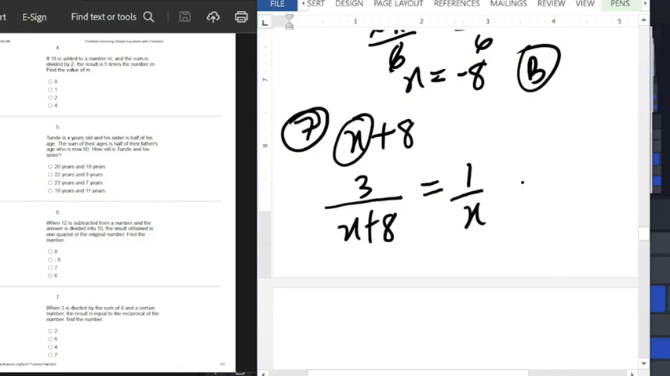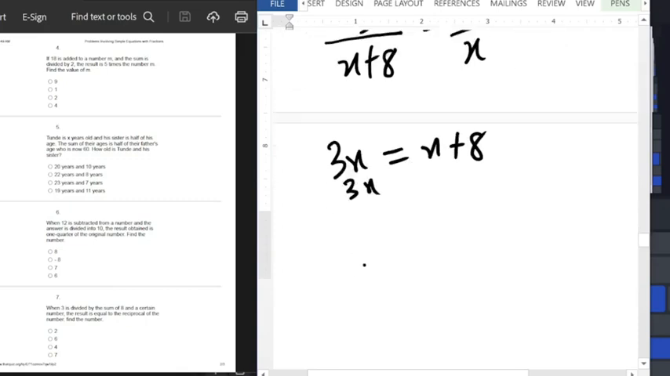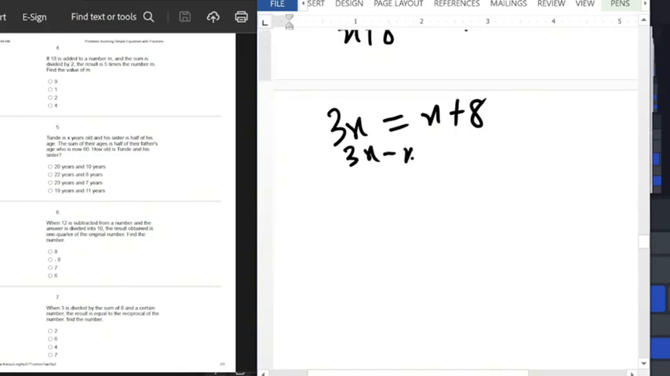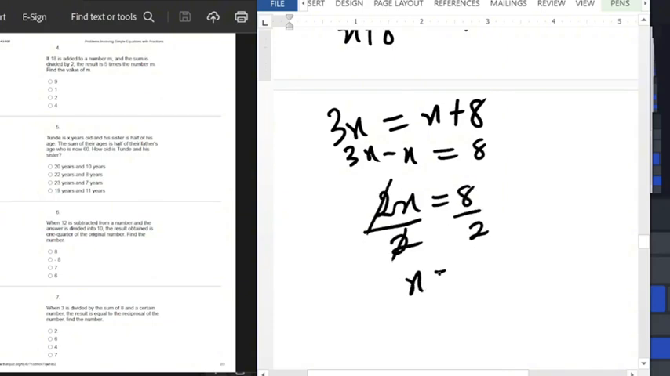So from here we cross multiply. So we then have 3x equals to x plus what? 8. So that is 3x minus x equals to what? 8. That is 2x equals to 8. We divide both sides by 2. So 2 cancels 2. So x is equal to 4. The value of x is 4. That is option C. I hope that is clear.